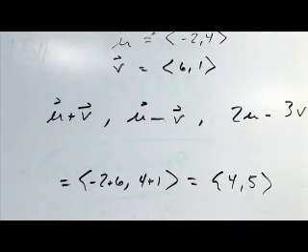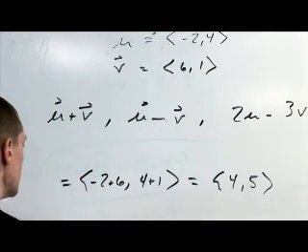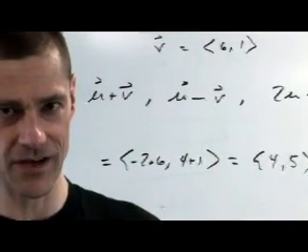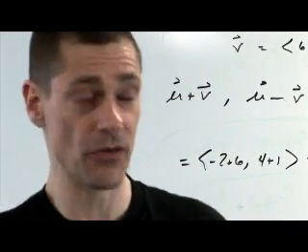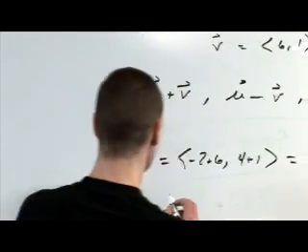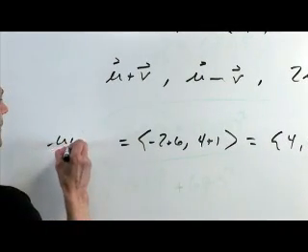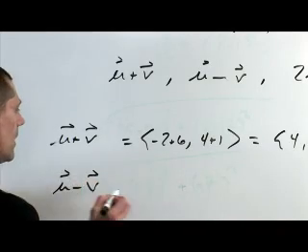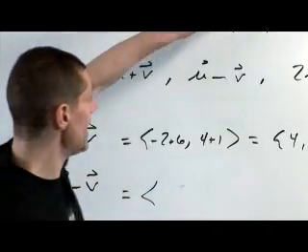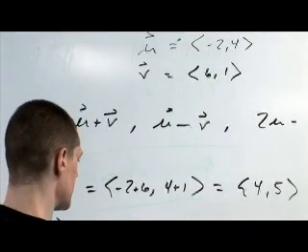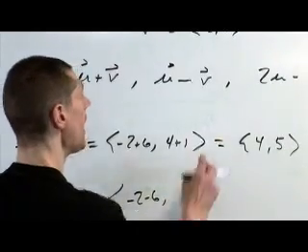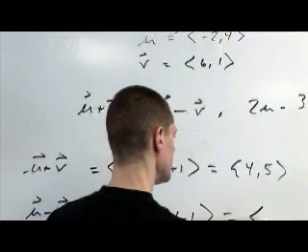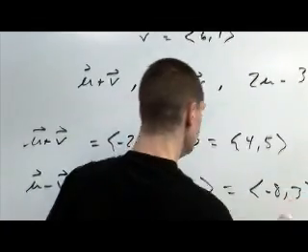Piece of cake. u minus v. The biggest mistake students make with subtraction is they don't complete the subtraction on both components. u minus v, carefully: -2 minus 6 and 4 minus 1. This is -8 and 3.